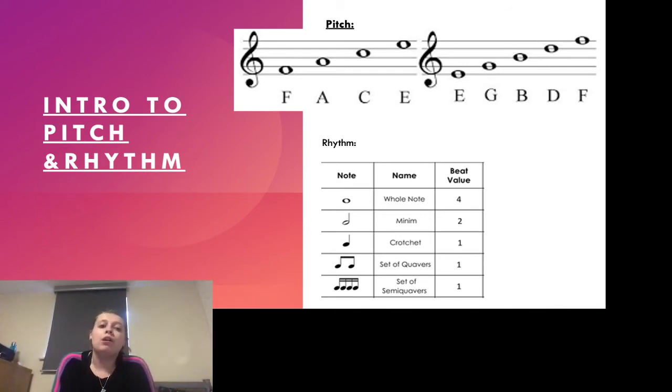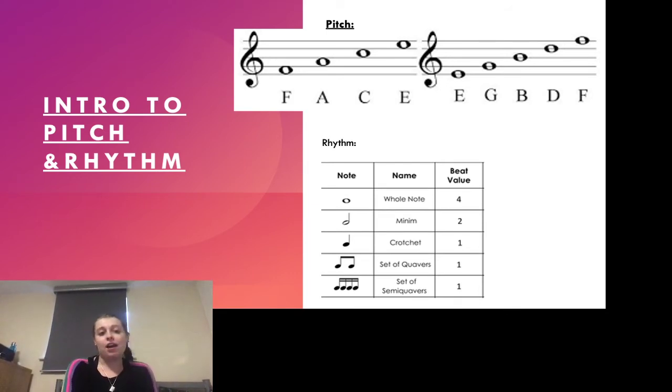Just so you know, there are notes that go below those lines and there are notes that go above those lines. We won't be looking at those today. You can obviously look into those more if you wish, but currently it won't be necessary, as I just want you to know the basic scale for today.